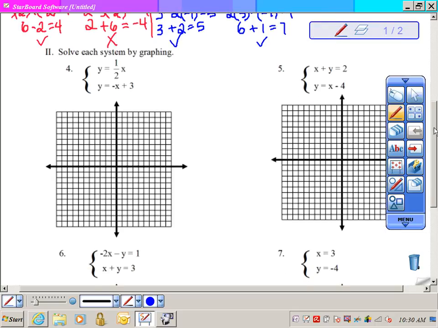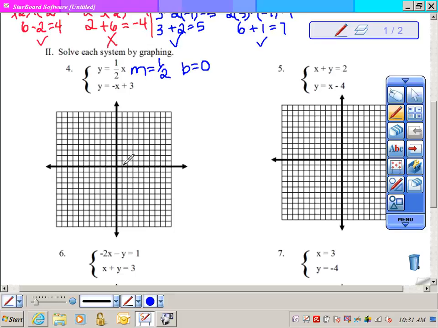Solve each system by graphing. Number 4, they're both in slope-intercept form. So what do I need to find in those equations? Slope and what? Y-intercept. So for the first one, my slope is 1/2. My y-intercept is 0. Very good.